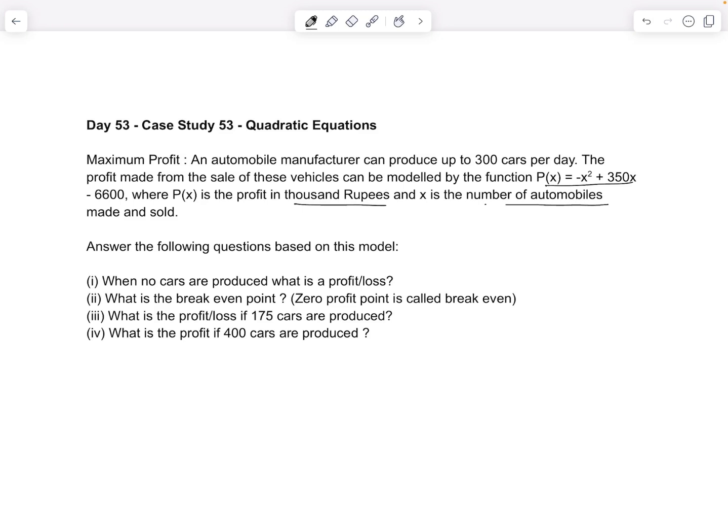Question 1. When no cars are produced, what is the profit or loss? x denotes the number of automobiles made and sold. We have to get the profit or loss when x is equal to 0. That is, P(0) is -6600, which means when no cars are produced, the loss incurred is rupees 6600 thousands.